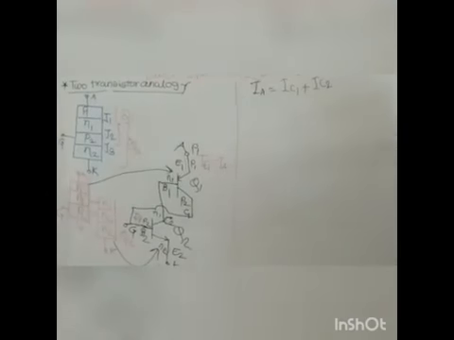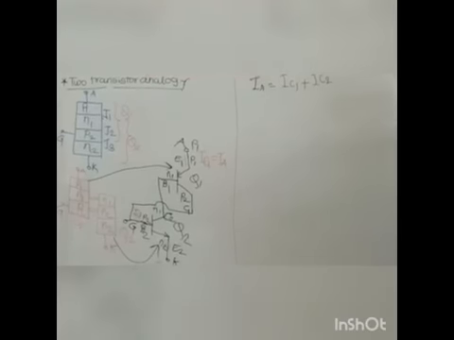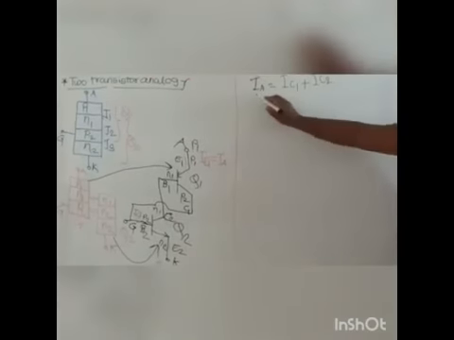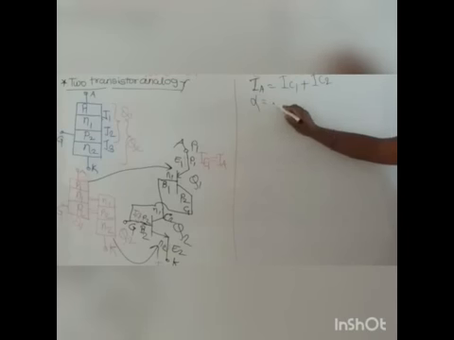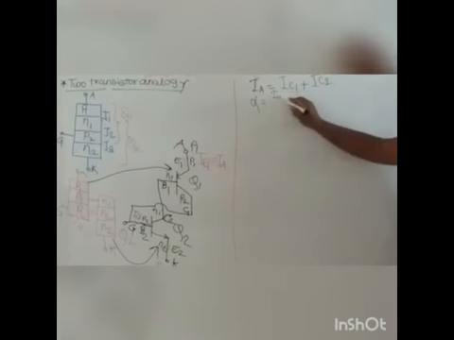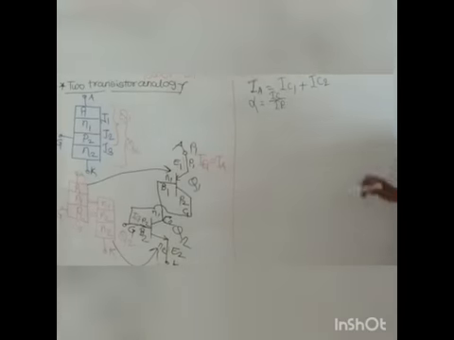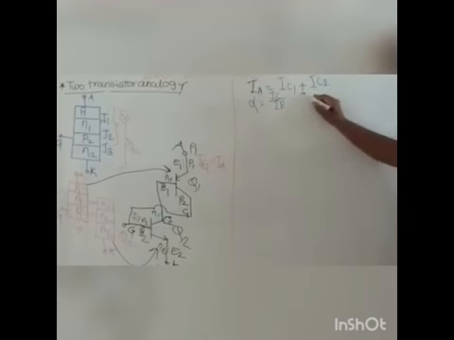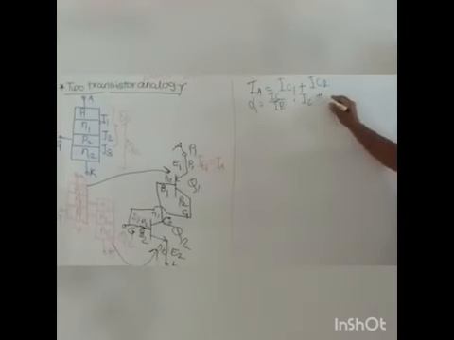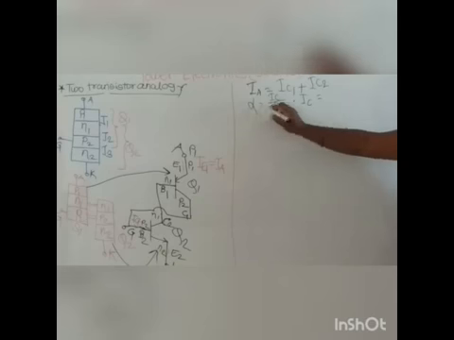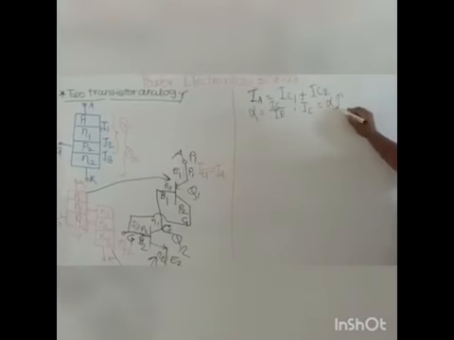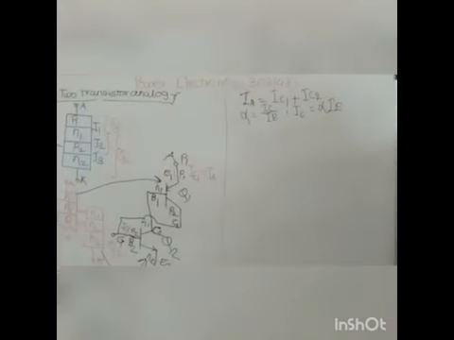Now this transistor is in the common base configuration, and in the common base configuration the current gain alpha is calculated by the output current, that is IC, upon the input current, that is IE. From this equation we can calculate IC is equal to IE into alpha, that is alpha into IE. This is the equation for collector current.